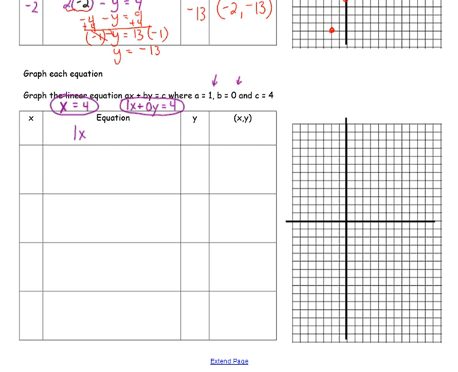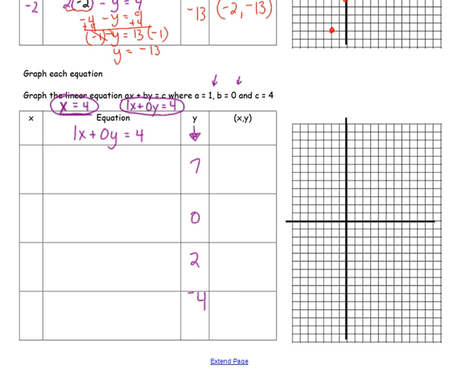I'm going to use 1x plus 0y equals 4 to help me find ordered pairs, because an ordered pair has an x and a y. We know that x equals 4, so for this problem you want to choose your y values. I'm going to use 7, 0, 2, and negative 4. It's not a bad idea to use a positive, negative, and 0.